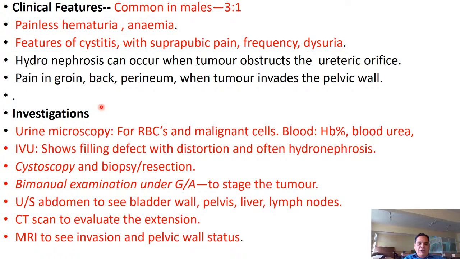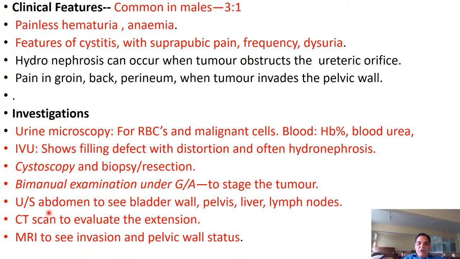How do you investigate? Common investigations: urine microscopy, IVU, intravenous urography. If this is done, in the end it will show distortion and the filling defect. That means the growth will show the filling defect in the bladder, and in long-standing cases hydronephrosis. But the investigation of choice is cystoscopy. Why this? You can take a biopsy as well as treat the pathology. And in late stages, it is bimanual examination. That means you have to palpate the bladder. In rare cases, when this tumor is very large, you can palpate the tumor per abdomen.